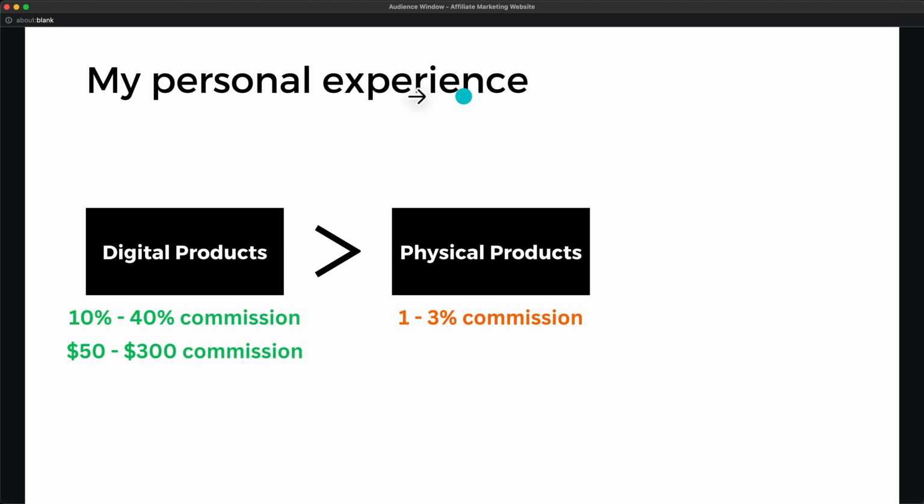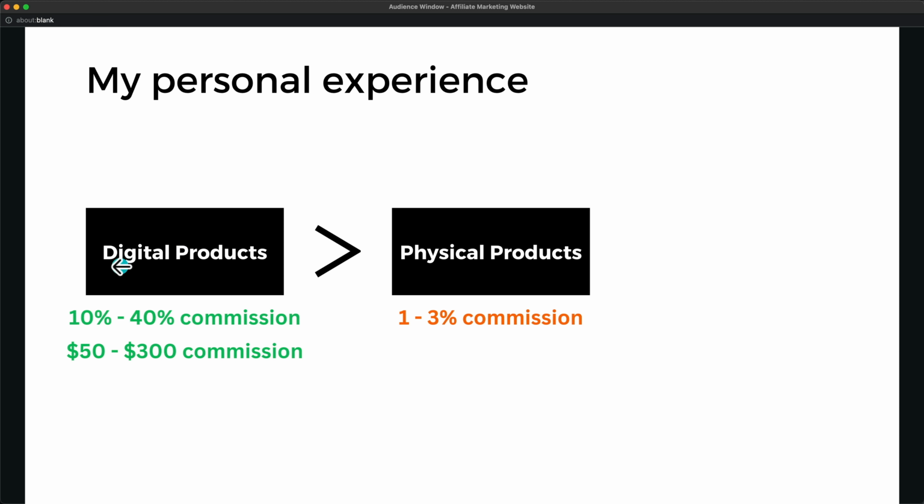And then in my personal experience, I find it a lot easier to make a lot of money with digital products compared to physical products. And I also see other people in affiliate marketing that make a lot of money. Most of them are promoting digital products. Now, there are major sites promoting physical products as well, but the amount of traffic you need to make a lot of money with physical products is actually insane. So for beginners, I would highly recommend to focus on digital products.